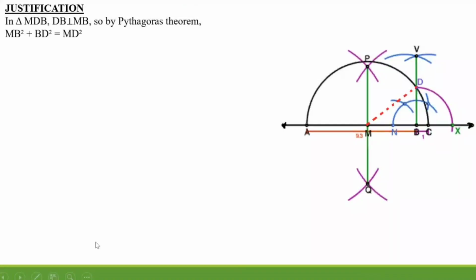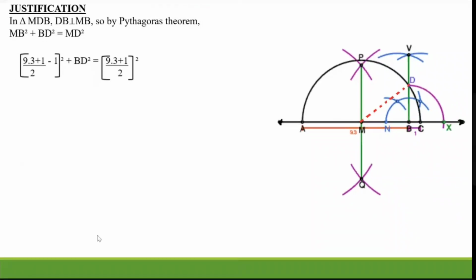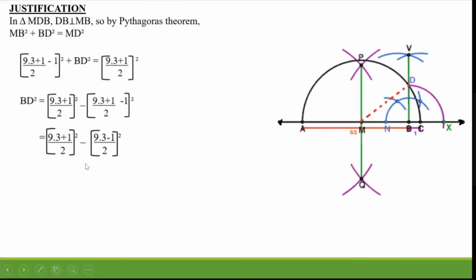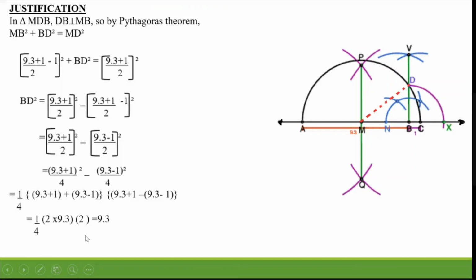Let us put them in using the Pythagoras theorem. I get MB square plus BD square is equal to MD square. MB I just now found out to be equal to (9.3 plus 1) upon 2 minus 1, and MD I found out to be (9.3 plus 1) upon 2. Using that, if I simplify it the same way, BD square comes out to be 9.3. So automatically BD comes out to be under root of 9.3 centimeters.